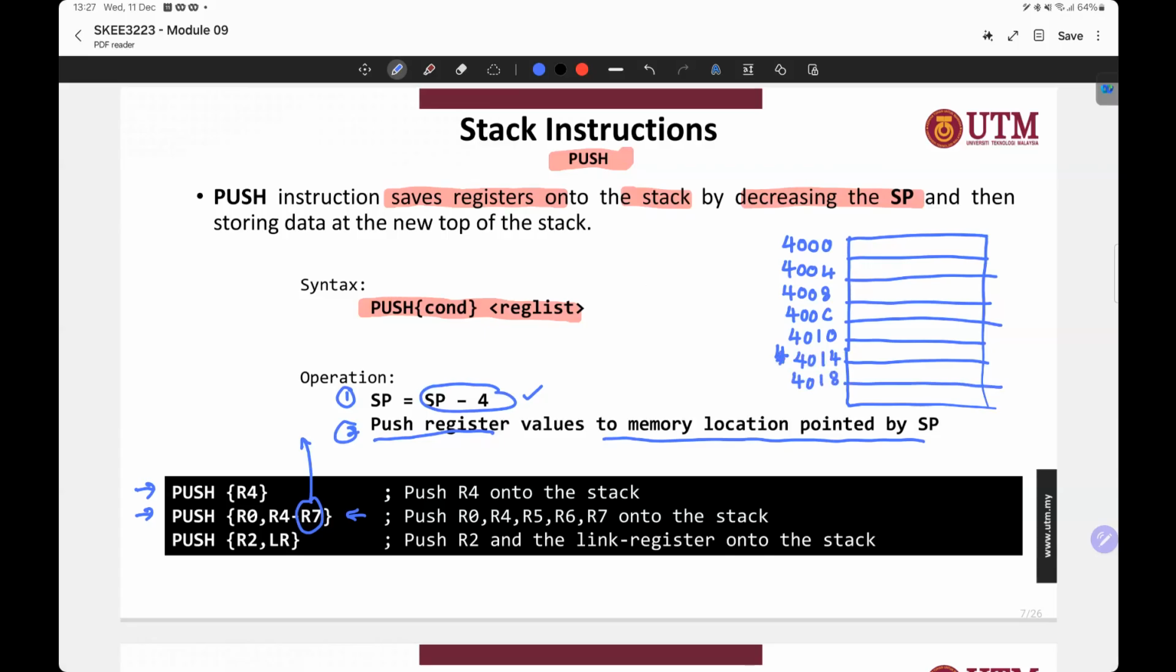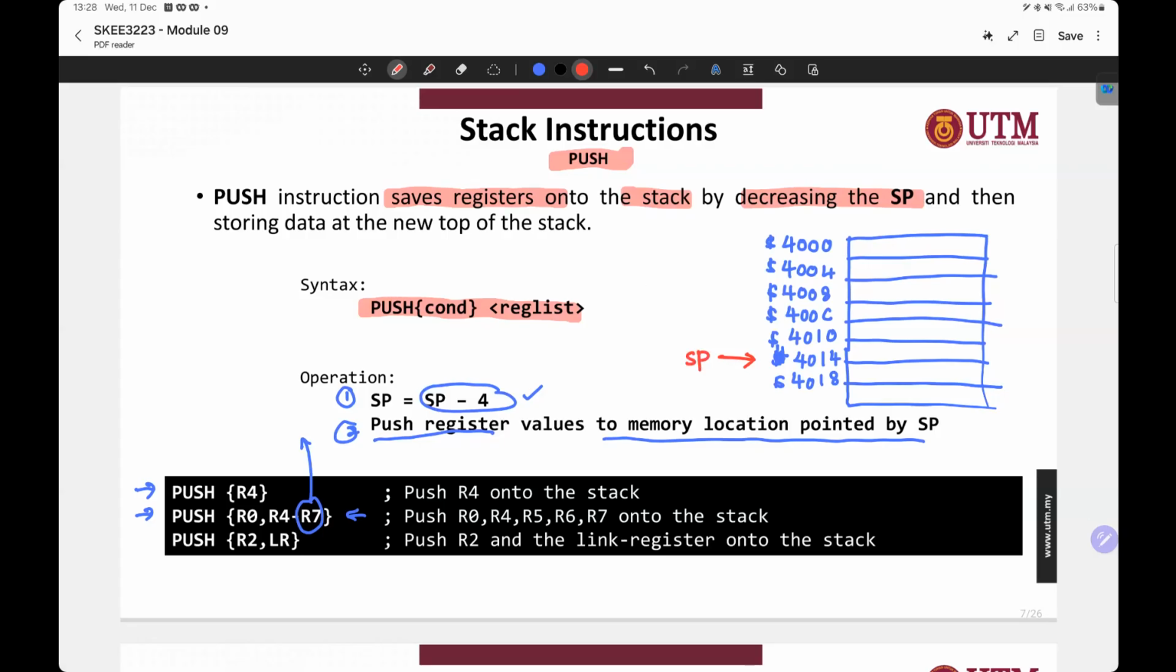Okay, so assume this is your stack memory, and this is the address. Now your stack pointer points to this address, 4014. This is your stack pointer, pointing to address 4014.